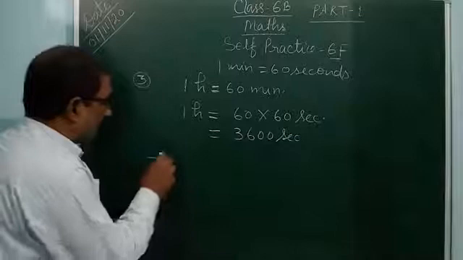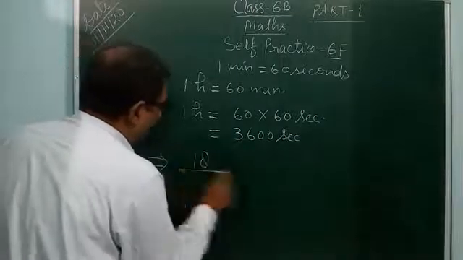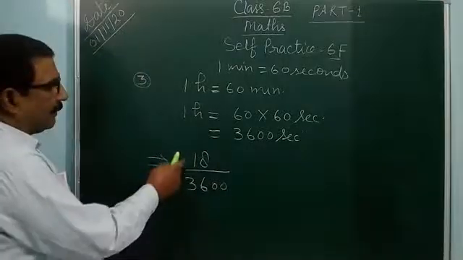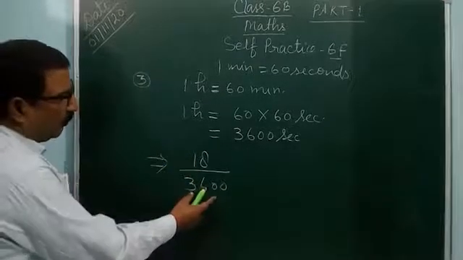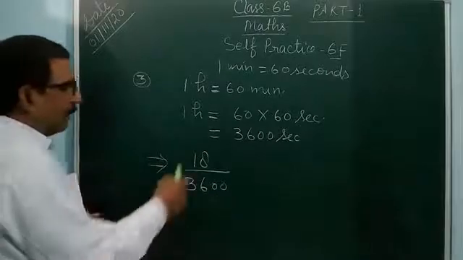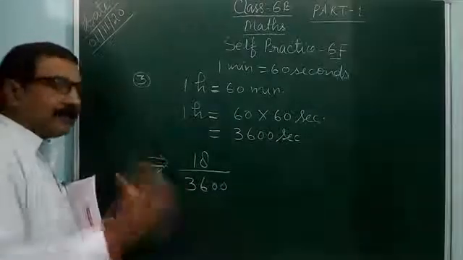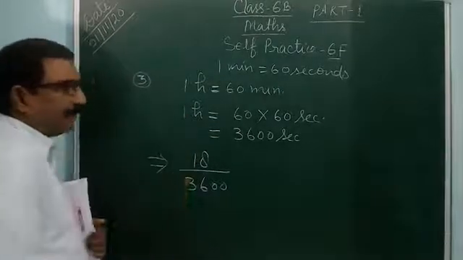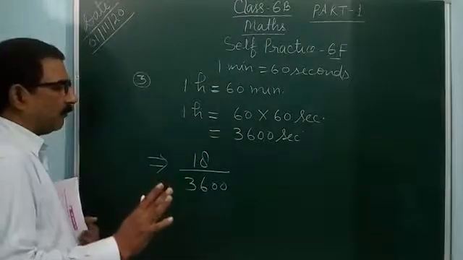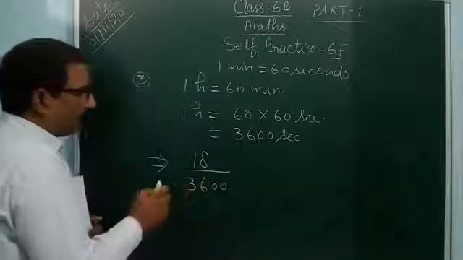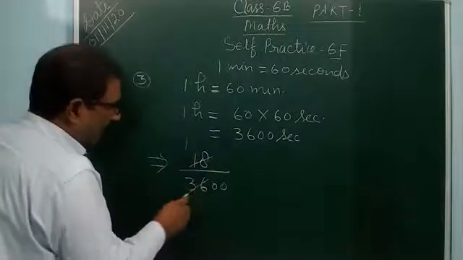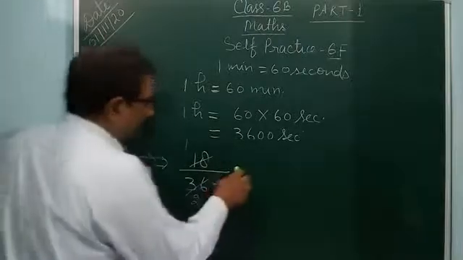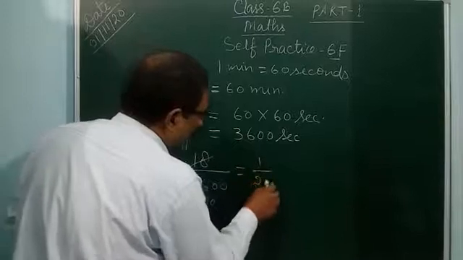Now express 18 seconds of an hour as a decimal. So how can you change it? 18 by 3600. You can write 18 seconds out of 1 hour. 1 hour has 3600 seconds. Now both units are seconds. 18 seconds and 1 hour is also now in seconds. So units should be equal. Second to second cancel. 18 ones are 18, 18 twos are 36, and 0. So 1 by 200.